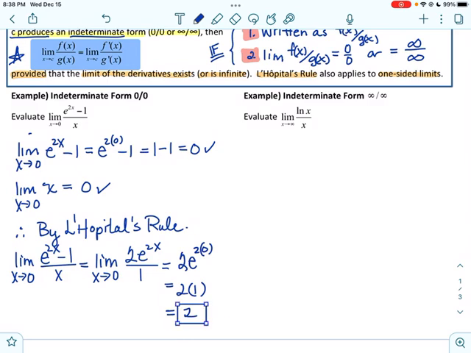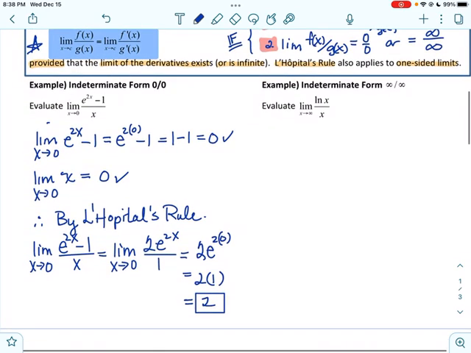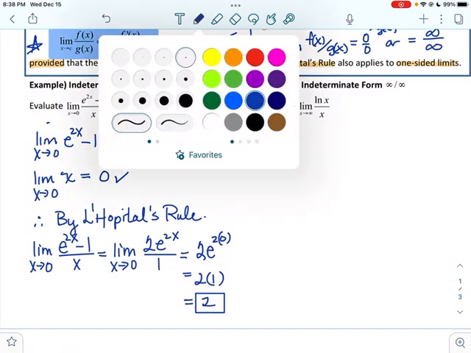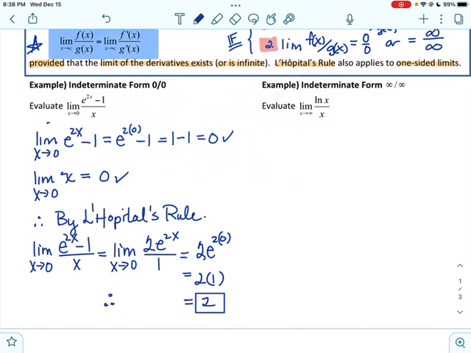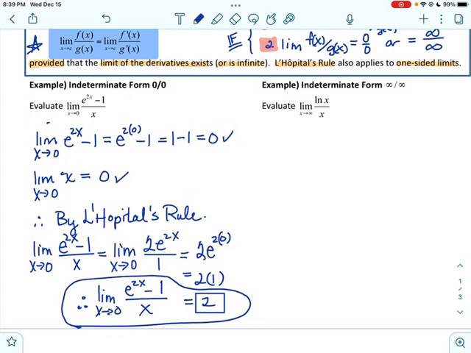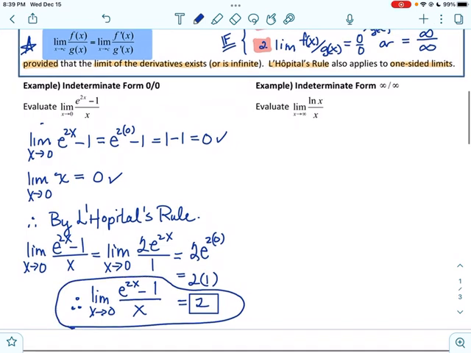Okay, therefore, and we'll make this a little shortened here. We're going to say, therefore, the limit as x approaches 0 of e to the 2x minus 1 over x is then equal to 2. Okay. All right, there's the first one down. Let's look at the next one.